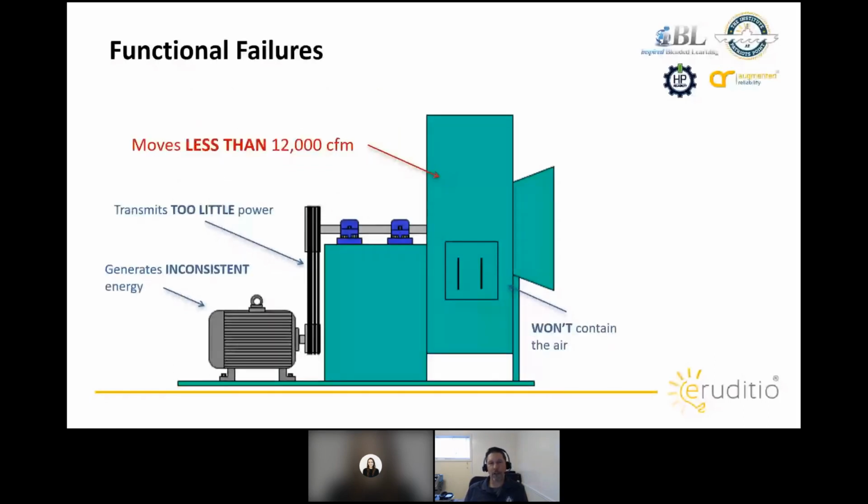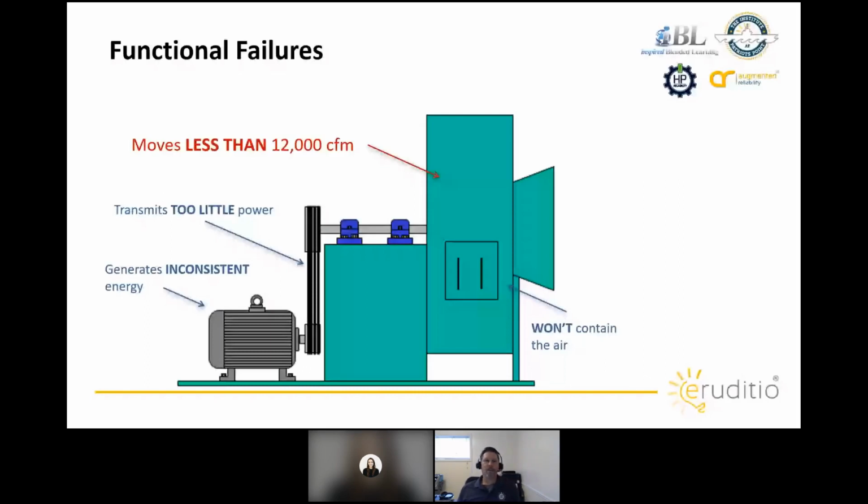Now, we may have functional failures, and that is when the asset is not able to meet the performance specification spelled out in the function. In this example, move less than 12,000 CFM. So if we're at 11,999, it is a functional failure. We're not meeting the needs of the system. Now, I'm sure many of you know all these terms, but I just want to make sure everyone's on the same page before we start diving into the intricacies of the PF curve.